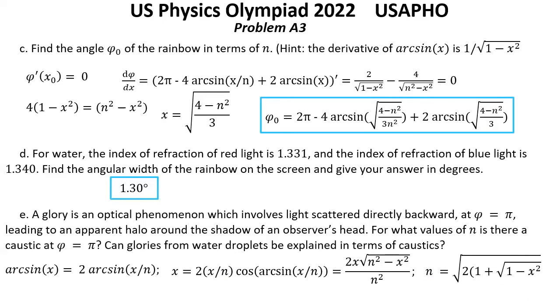As the impact parameter x yielding the backward caustic ranges from 0 to 1, the values of n range from a maximum of 2 to a minimum of square root of 2. The index of refraction of water is outside this range, so glories from water droplets cannot be explained in terms of caustics. The reason glories are visible is still under debate. So that was the solution for question E, and here we finish the discussion for problem A3.